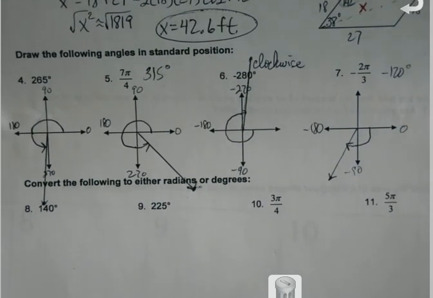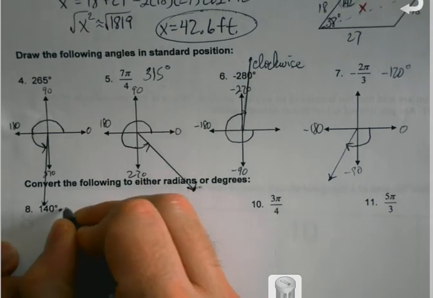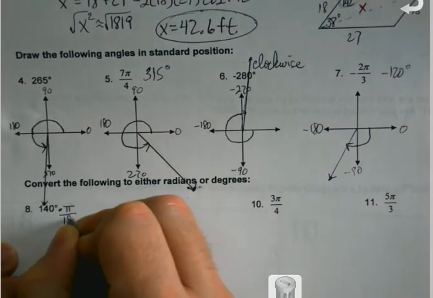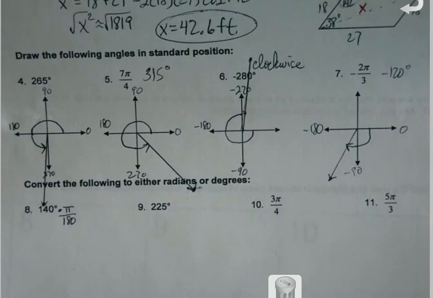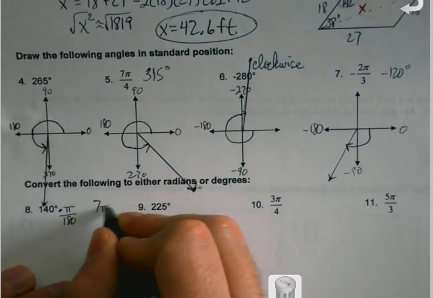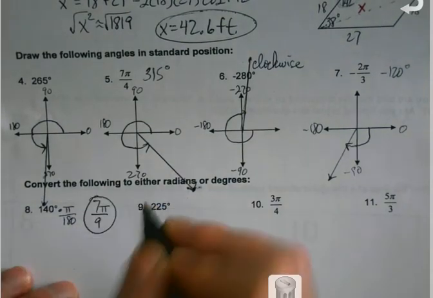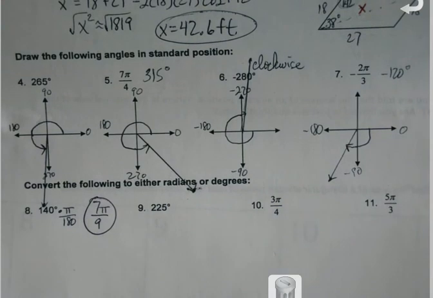Conversions, radians to degrees, or degrees to radians. Again, when we're going degrees to radians, the pi goes on top. Reduce it all the way down. Don't leave it as 140 pi over 180. We want to simplify because it's going to start getting us in good habits for the unit circle coming.